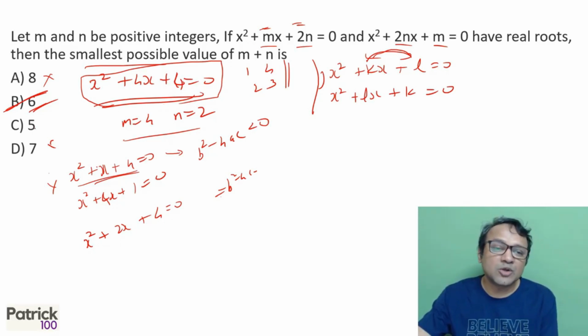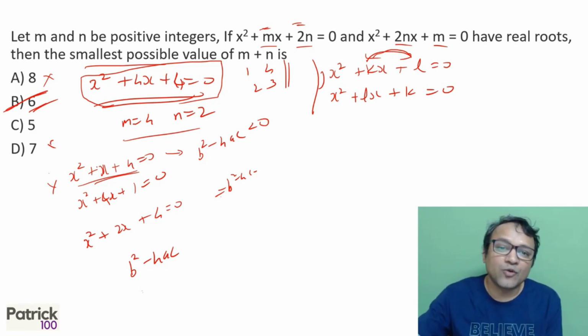The only option which is possible could be 5 because it has to be as small as possible. For 5, it has to be 1, 4 or 2, 3. Which means my b square minus 4ac has to be more than 0. If it's less than 0, it's not possible. So if I put 4 and 1, then b is 1 or 2 minus 4ac, it will not satisfy, whichever way you put 1 or 4.